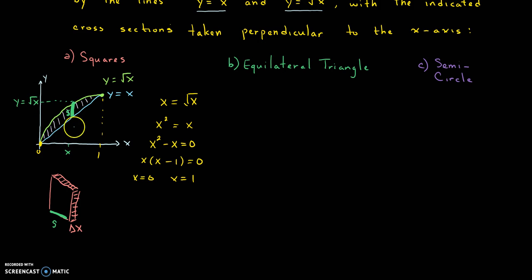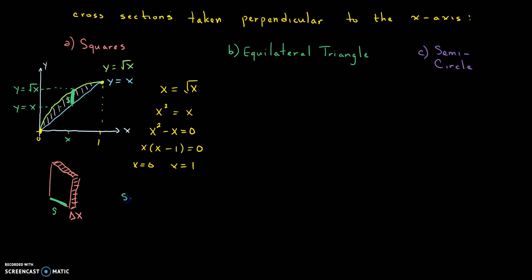So if x is a half, then this is the y value, the square root of a half. Well, what's this y value right here? That's just y equals x. So if x is 1/2, then that's just 1/2. So how do you find the distance between these two? Well, you simply subtract. So s is equal to the top curve, which is the square root of x, minus the bottom curve, which is just x.